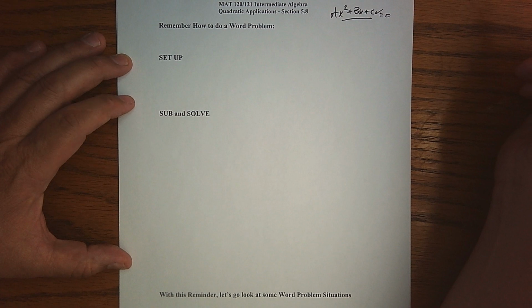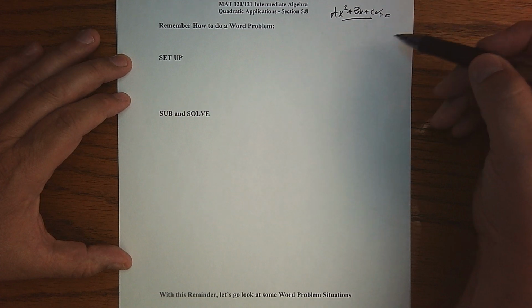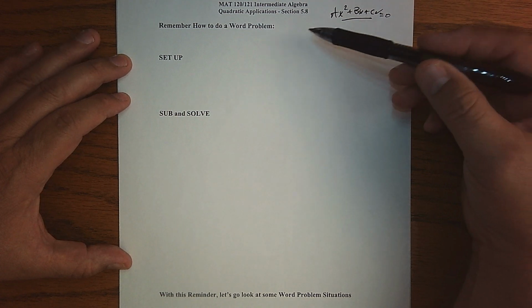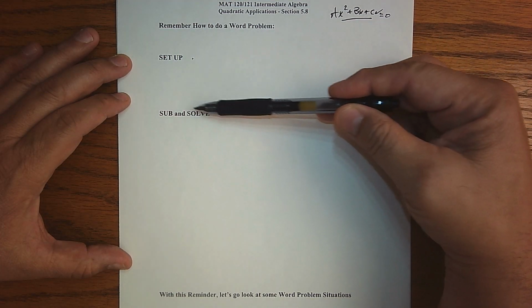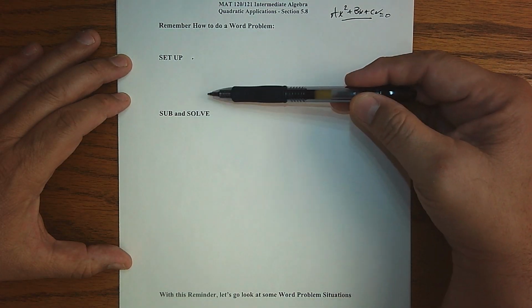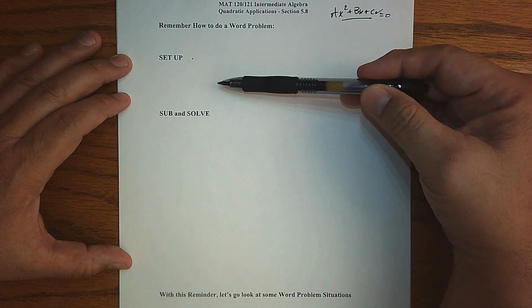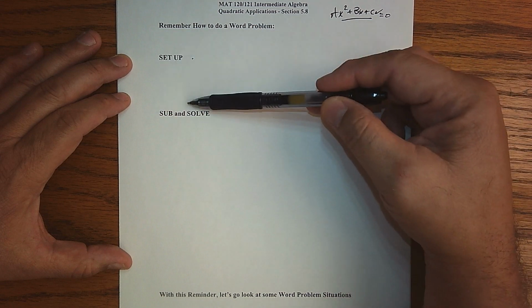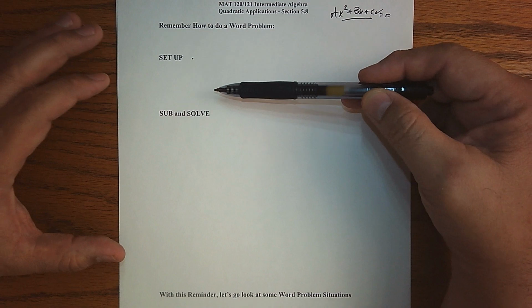So what I'd like to set up for you right now is my way that I would love for you to do a word problem. As you will see later on in some videos, if you're doing a setup phase and a sub and solve phase, it's very easy for me to give you some partial credit. That way, if you don't get the whole problem right, at least you followed a process and you have some of the things right, and I can give you some points.